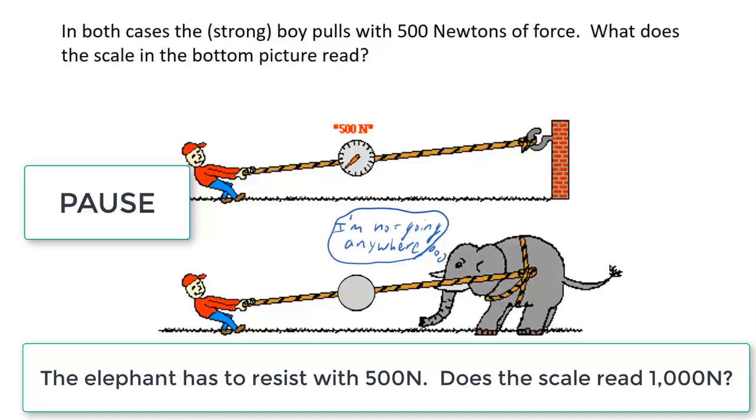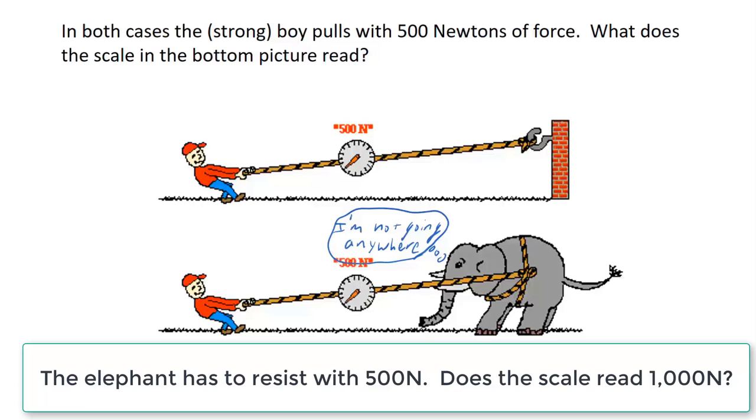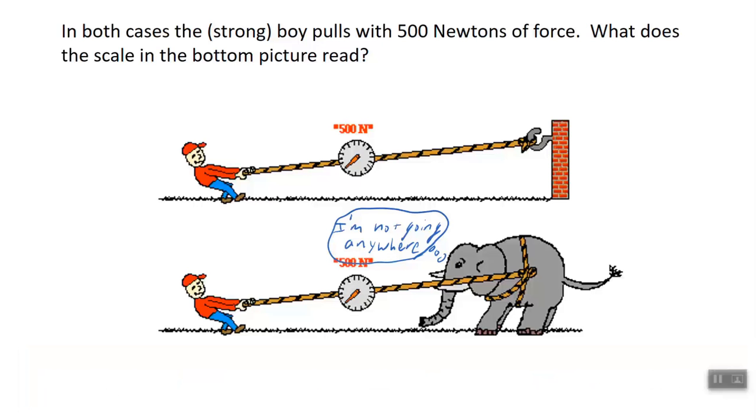Okay, did you pause the video? So what does the scale read? Do you think it reads 500 newtons? It does. It reads 500 newtons. How is it any different than the top picture? The rope is tied to an elephant. Yeah, the elephant's pulling back with 500 newtons, so you might think, oh, there must be 1,000 newtons reading on that scale. But how is the elephant different from the wall?